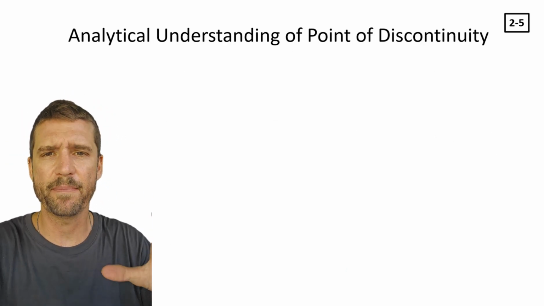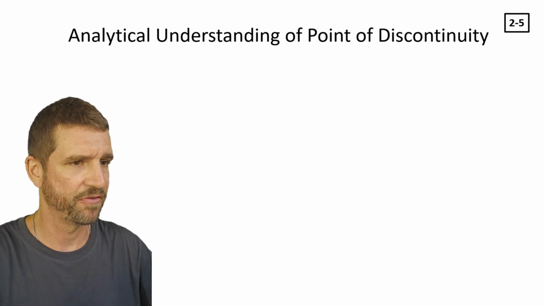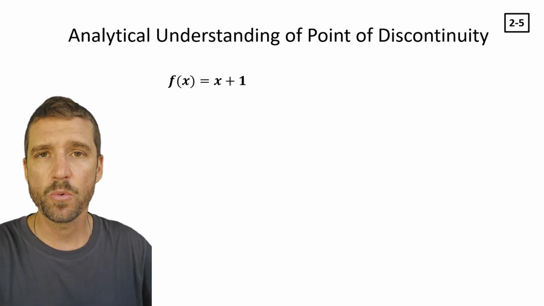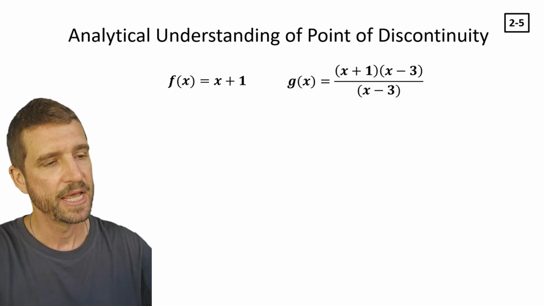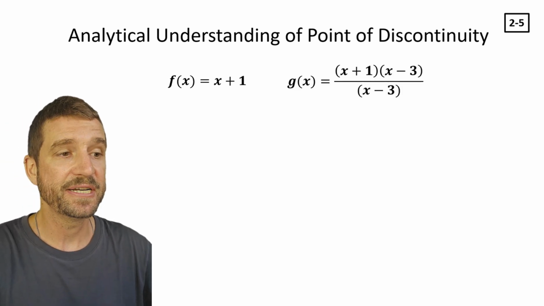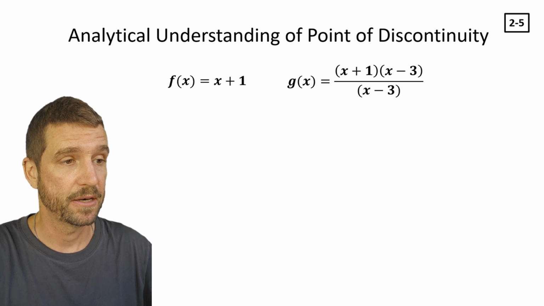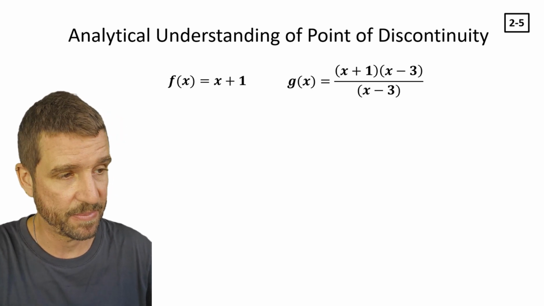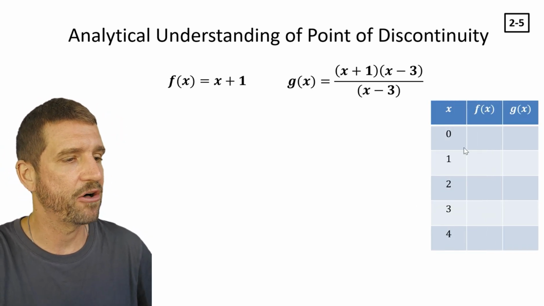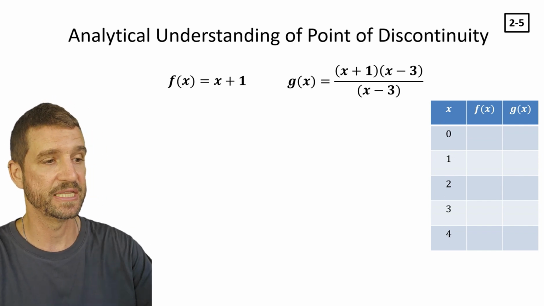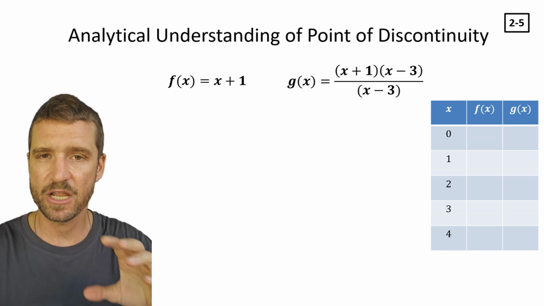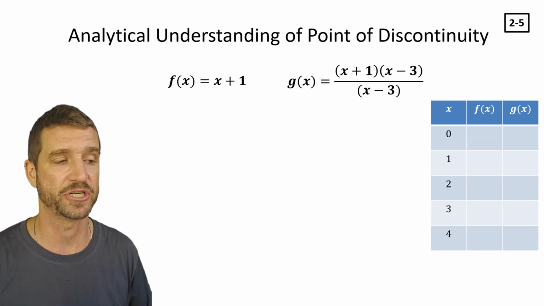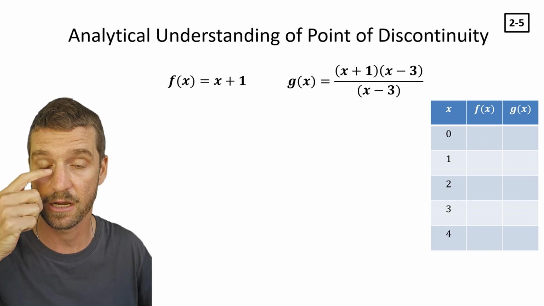So let's talk a little bit about an analytical understanding of a point of discontinuity, all right? So what I want you to do is take this function f of x, which equals x plus 1, and this g of x, which equals x plus 1 times x minus 3, divided by x minus 3, and I want you to evaluate the x values for the different numbers you see there: 0, 1, 2, 3, and 4, okay? So pause the video and fill out this table. I think it's really important you do this yourself. So please pause the video and try this on your own.